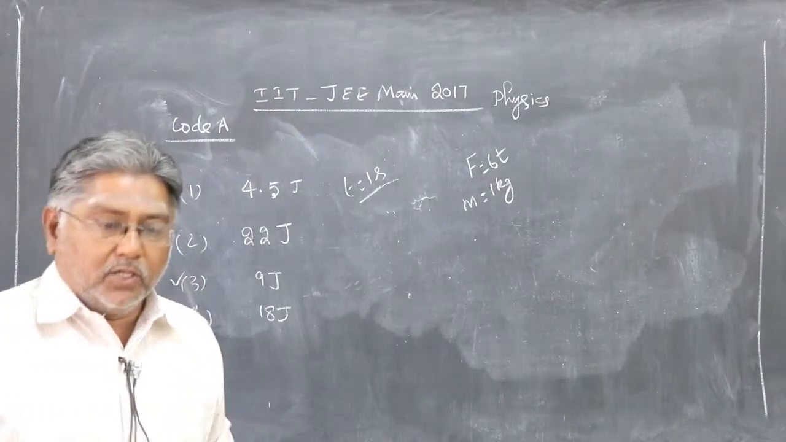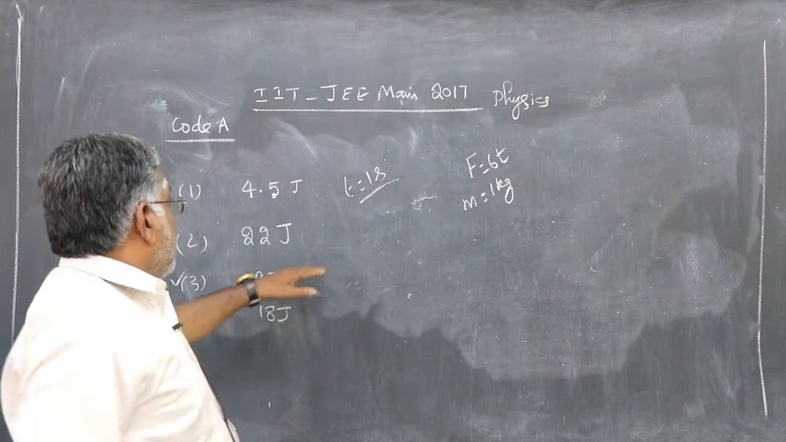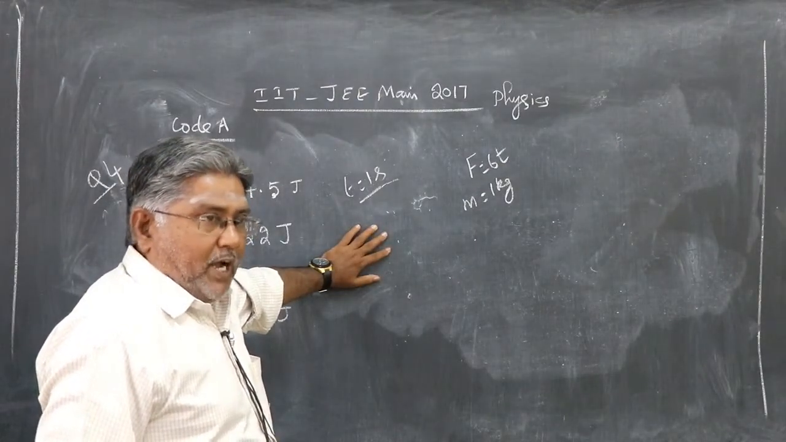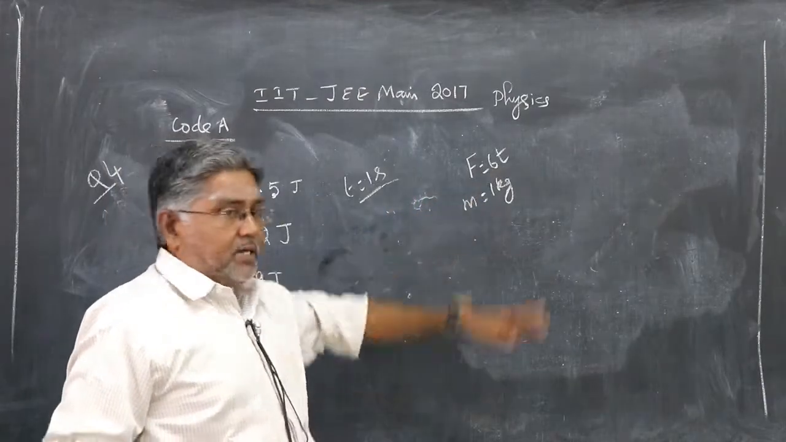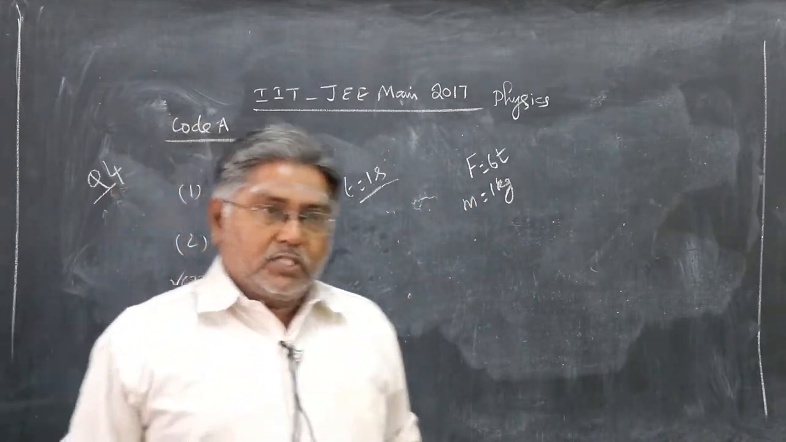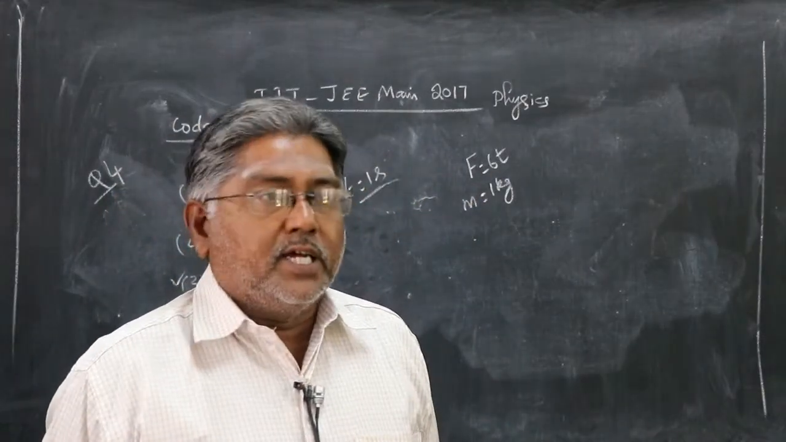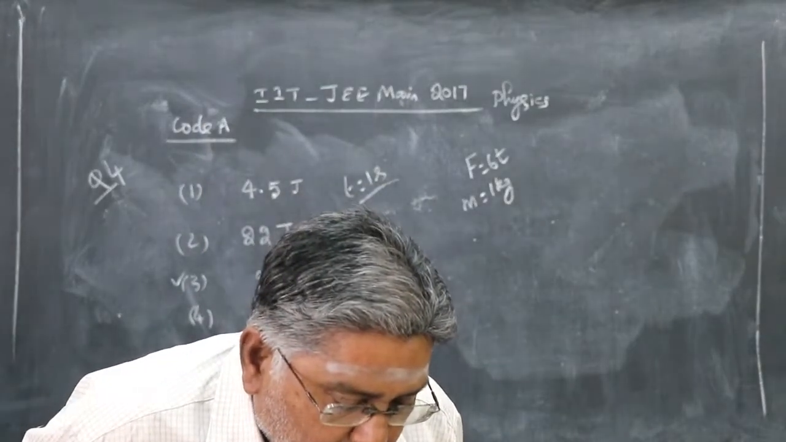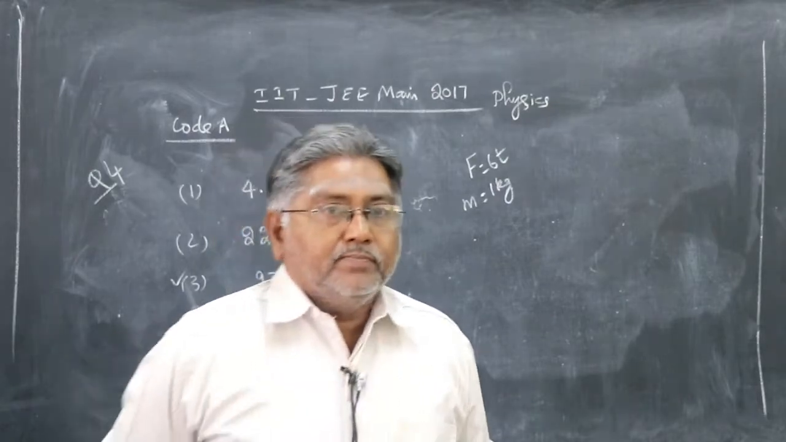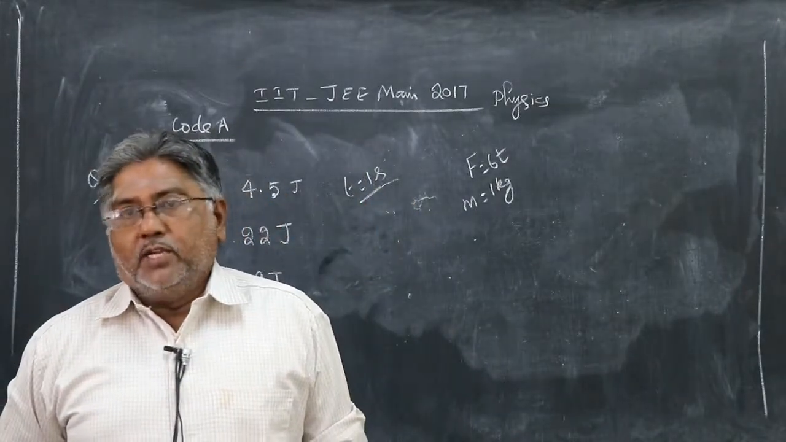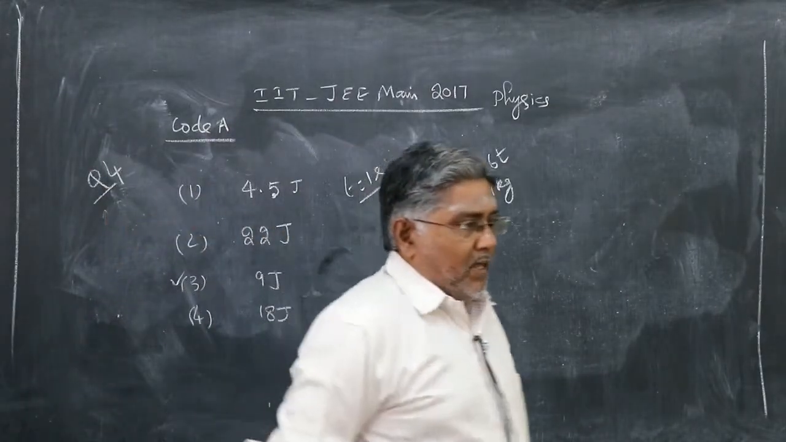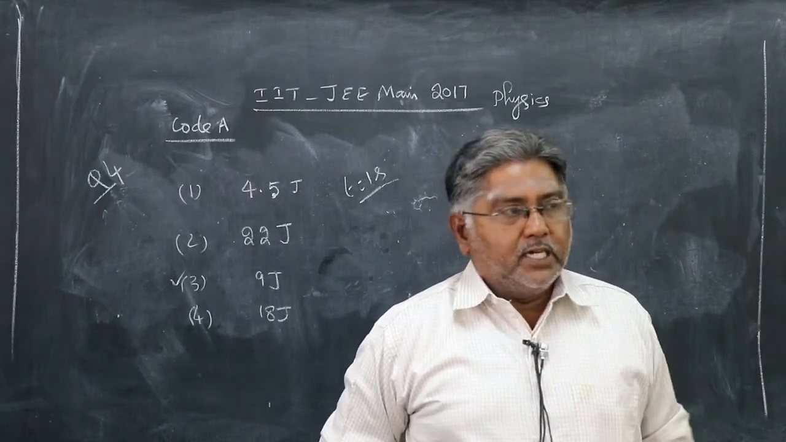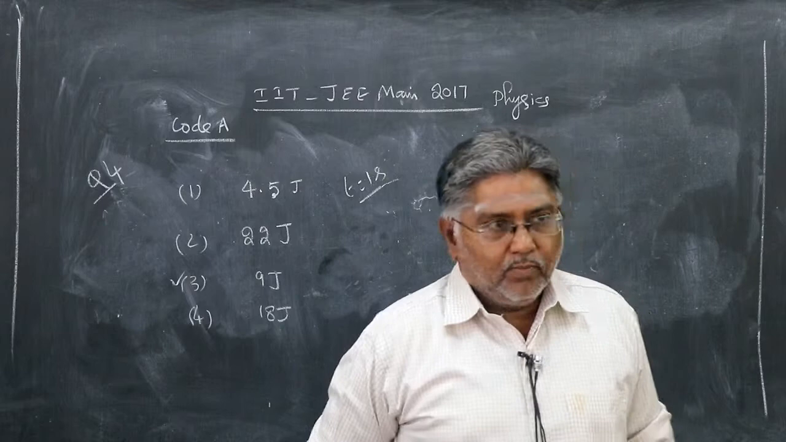Initial velocity is 0 because they start from rest. You find out the velocity when time t is 1 second. Mass is given. So find energy as he has asked during the first 1 second. So when time t is equal to 1 second, find out the velocity, then find the energy, find the increase in energy, that will be the work done.